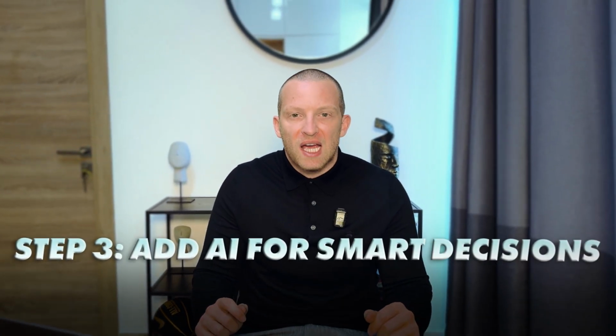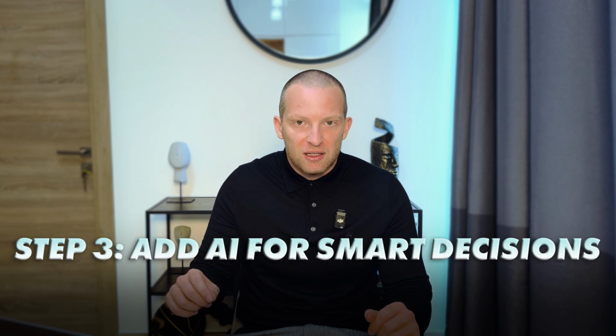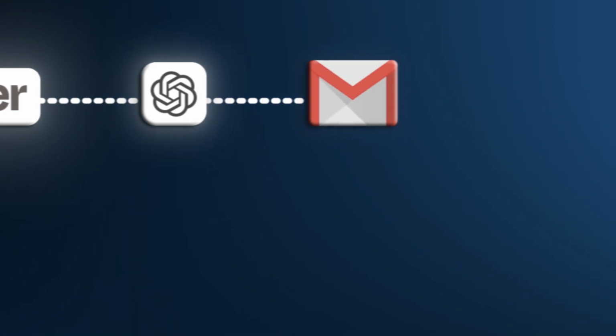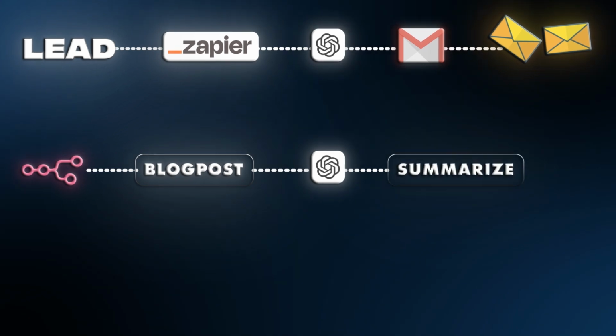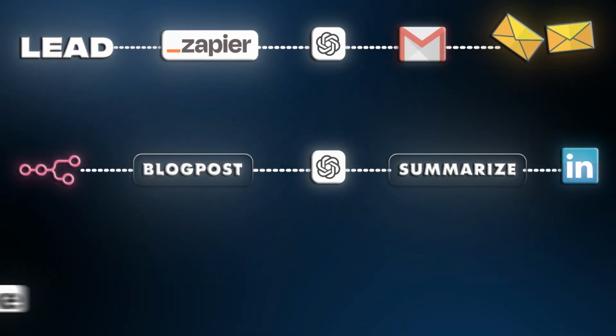Step 3, we're going to add AI to make this an intelligent automation, an AI agent. So this is where it gets cool. Instead of just basic if-then-do-that logic, you can plug in something like ChatGPT to make an informed decision on what to do next within the workflow. Example, Zapier gets a new lead, ChatGPT writes a custom email, the AI agent sends that off. Or N8N detects a new blog post, ChatGPT summarizes it and posts the bullet points on LinkedIn.